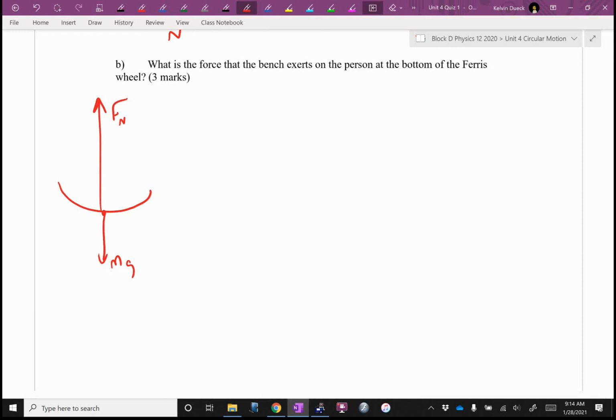Towards that. By the way, also, does FC ever show up on my free body diagram? No. The winners and the losers show up. In the same way, MA never showed up on your free body diagram. It was the winners and the losers that showed up, okay? Who's winning? Normal force. Who's losing? mg. What's that going to equal? m4 pi squared r over t squared.